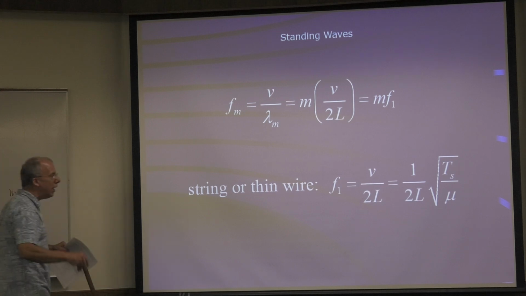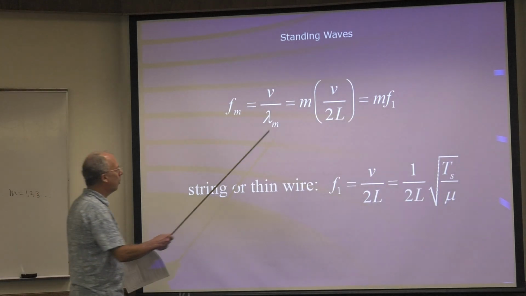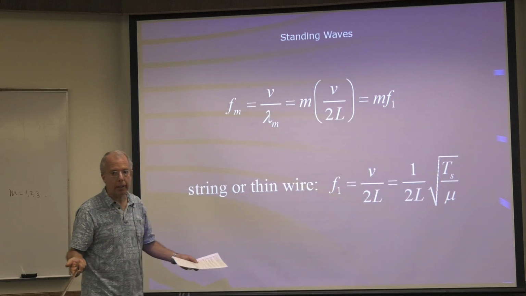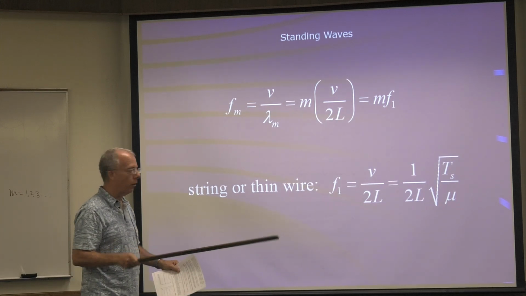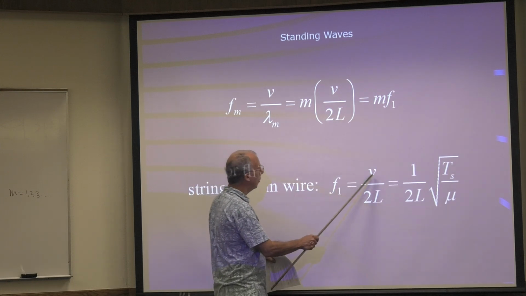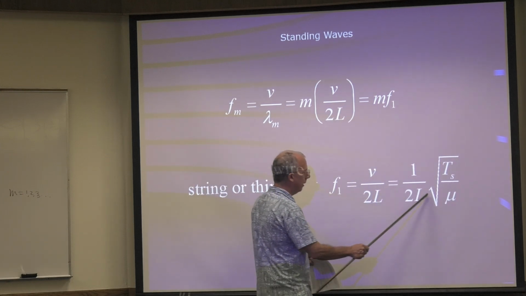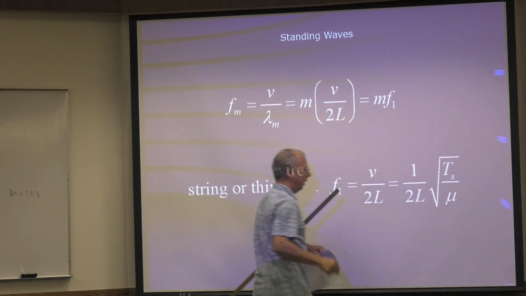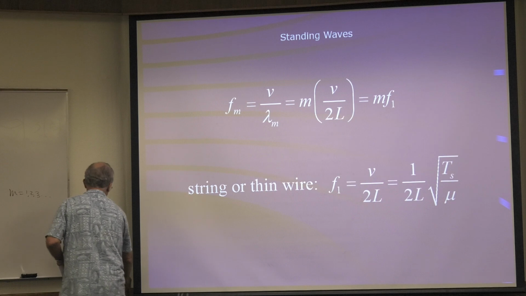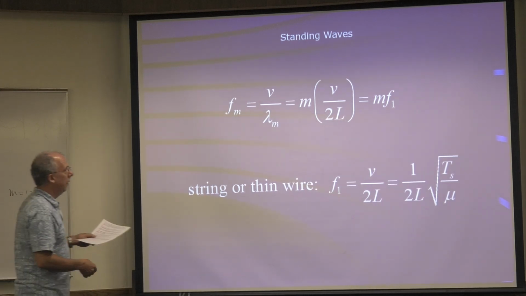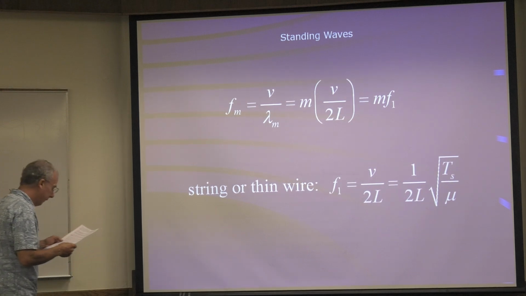Now let's talk about violins. Here's the equation, m v over 2L, but what's v for a violin string? It's the square root of tension over mu. So the fundamental frequency F1 is v over 2L, but what's v? It's this square root. This is the velocity for a string or a thin wire. So that's the fundamental frequency for a violin. That's all there is to it.